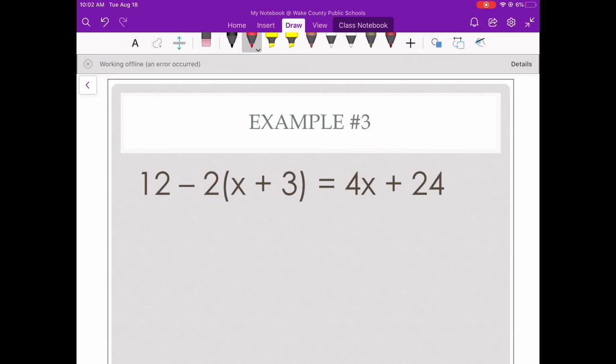Now, it's very, very tempting, and I'm going to use a different color here. I'm going to use this red to indicate what the mistake is, and then I'm going to go back to my black marker in a second. A mistake that happens a lot, and again, this isn't our real answer, is that people will just do 12 minus 2 and say that that's 10 times x plus 3 equals 4x plus 24. And that's not crazy. You're just working left to right. Here's the problem with that.